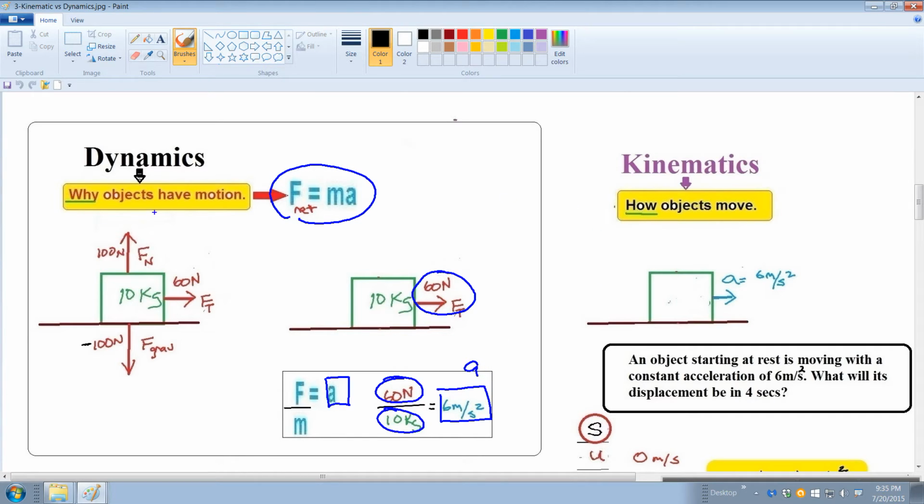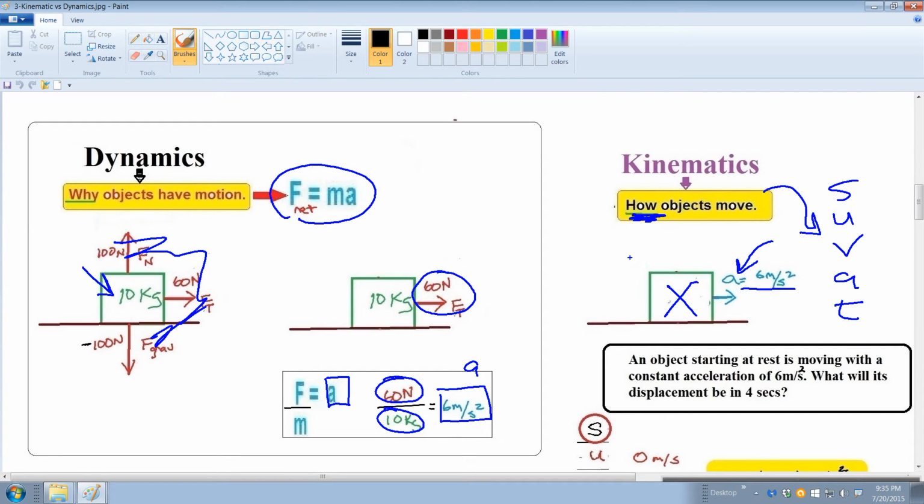So let's take this exact same problem. This object was initially, we'll say, at rest, and we know now that it has a constant acceleration of 6 meters per second squared. We're not interested in the mass. We're not interested in the forces that cause this acceleration. We just want to know about these parameters, the SUVAT. We want to know about displacement, initial velocity, final velocity, acceleration, or time. We want to know how these things are affecting the movement of this object.